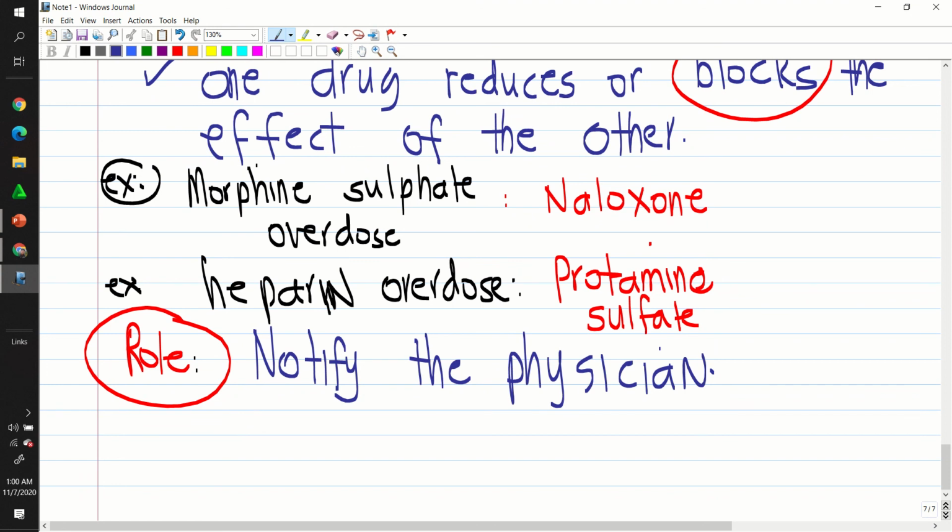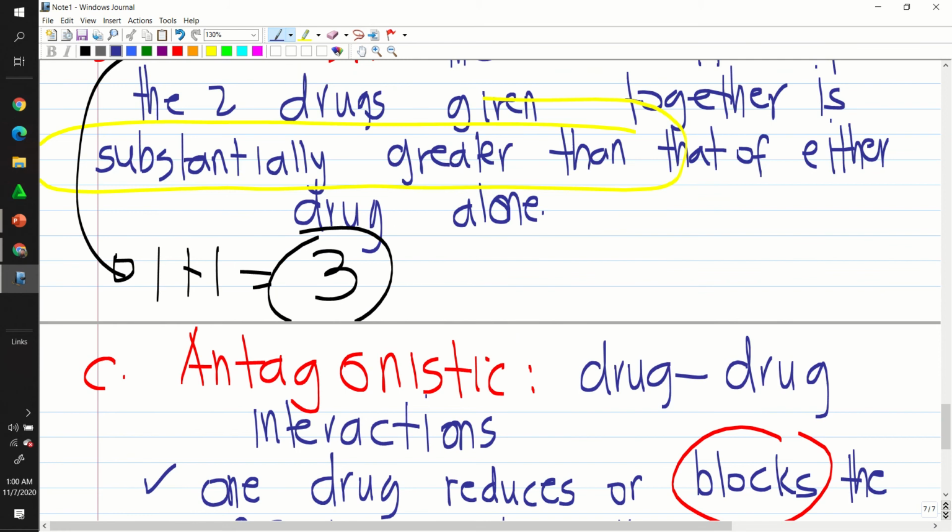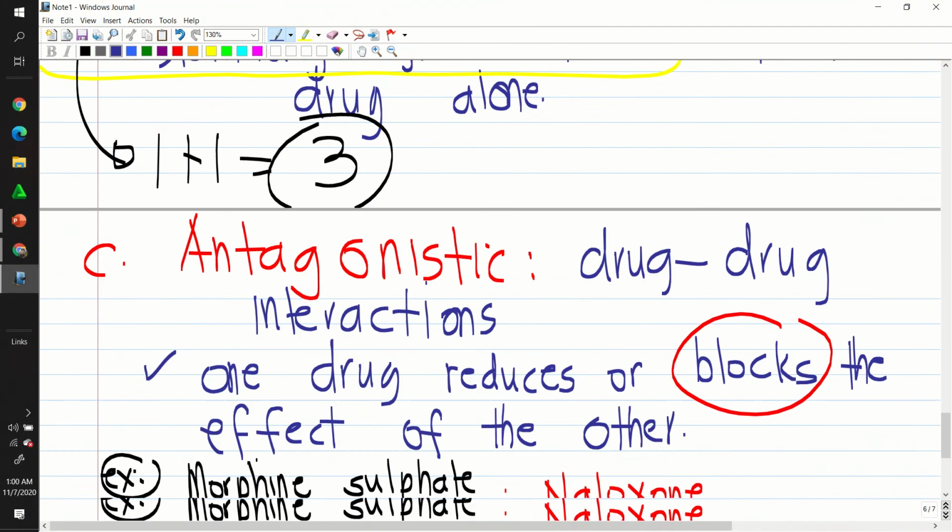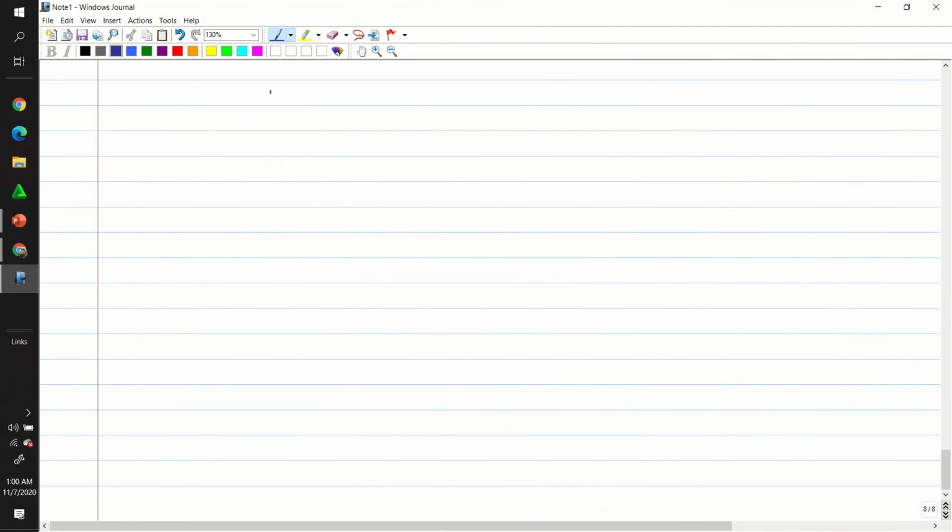Another important one, aside from the antagonistic, synergistic, and additive effects, let's include, class, number 4, side effects.